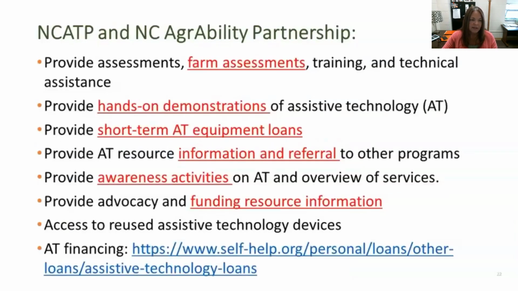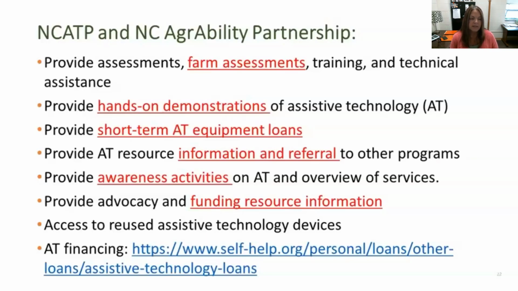So our partnership with AgrAbility, we've been in partnership with AgrAbility approximately 4 to 5 years. One of the things that happened is North Carolina received an AgrAbility grant. NCAT received the initial grant and has continued to receive that. And it took a couple of years before the AgrAbility program realized that there was an assistive technology program and vice versa. It took a while for us to even know that anything about AgrAbility was going on in the state. So after about 2 to 3 years, we were approached by NC AgrAbility to form an official partnership in order to cover that assistive technology and that equipment component on the farm.